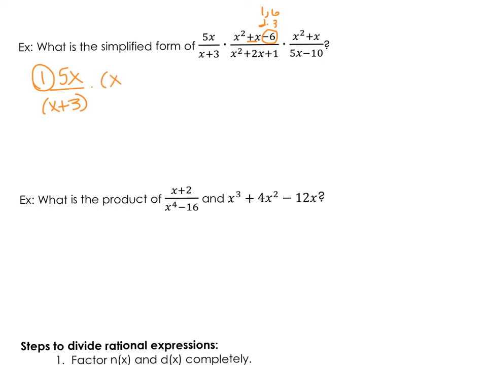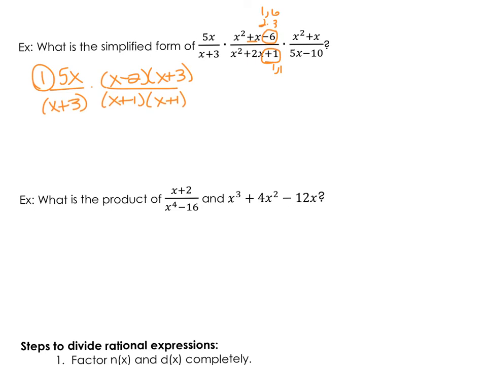So that means we're going to have x minus 2 times x plus 3 over x squared plus 2x plus 1. The only way you can multiply to get 1 is 1 times 1. And if we add those, we get 2. That means we'll have x plus 1 and x plus 1, the same factor but twice.